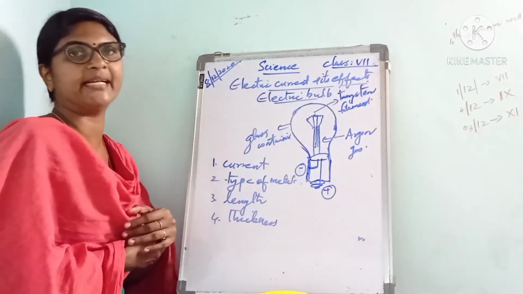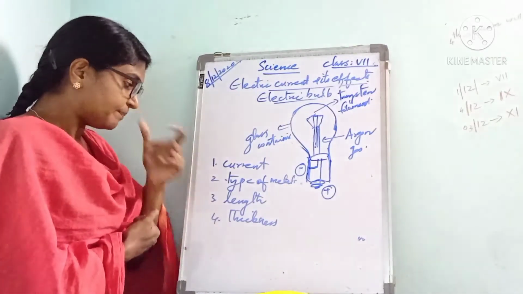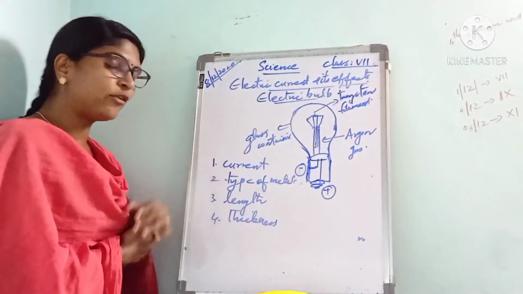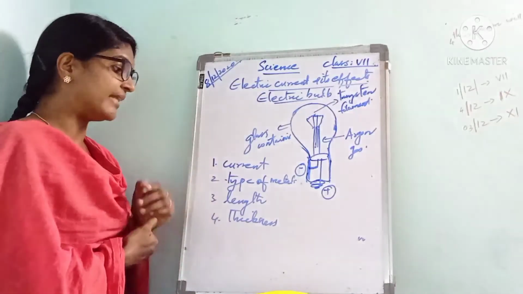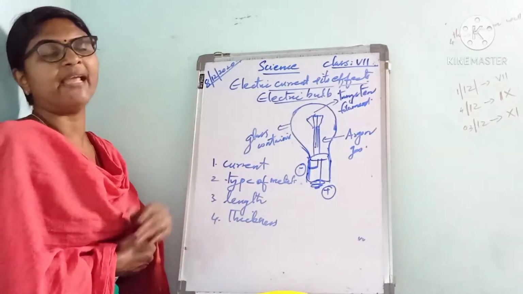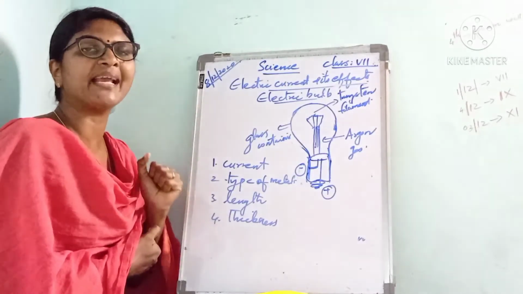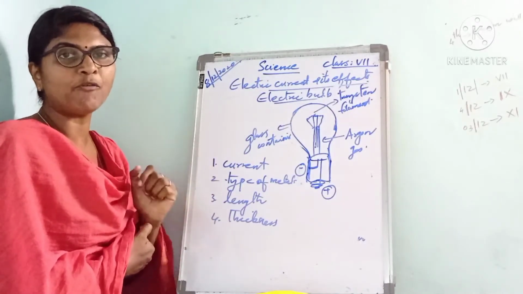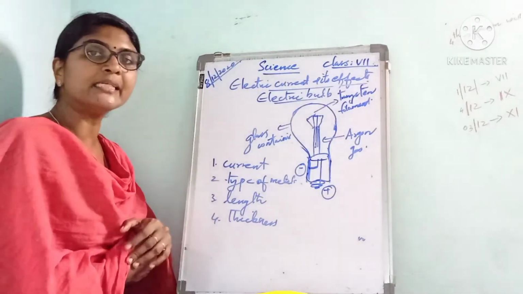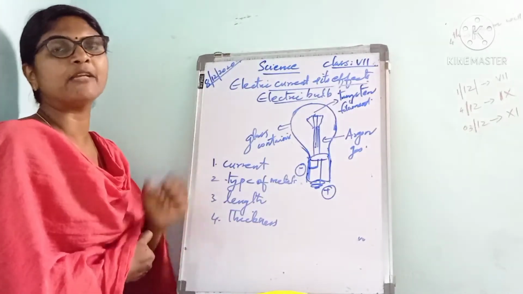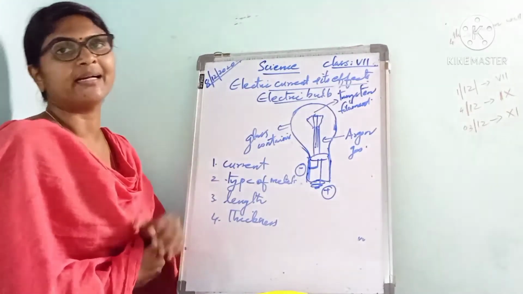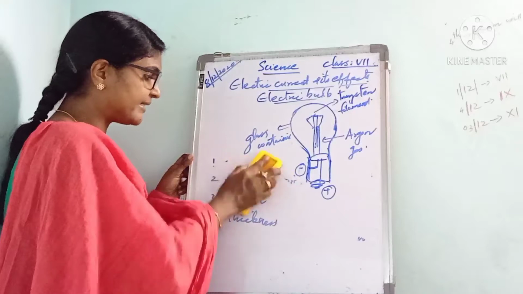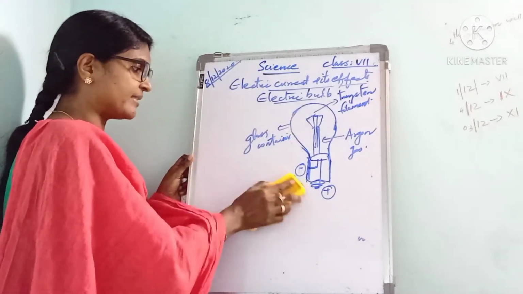What are the factors on which the heat generated by a conductor depends? First, the strength of current. Second, the type of metal that we are using. Third, the length of the conductor. Fourth, the thickness of the conductor. These are the factors on which the heat generated by a metallic conductor depends.